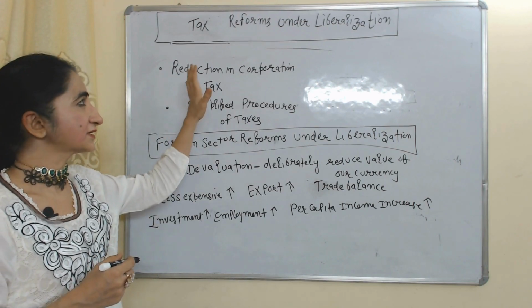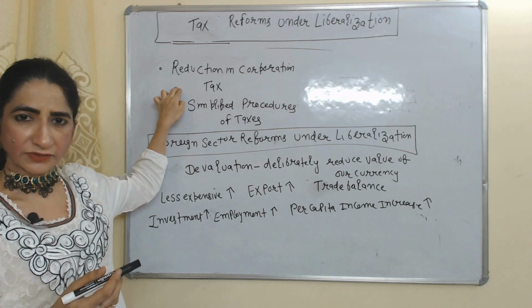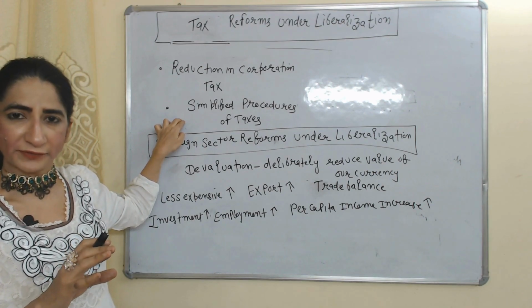Next is tax reform under liberalization. Under liberalization, the government reduced corporation taxes and simplified the whole tax procedures.